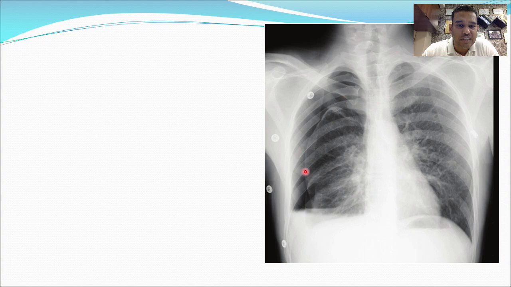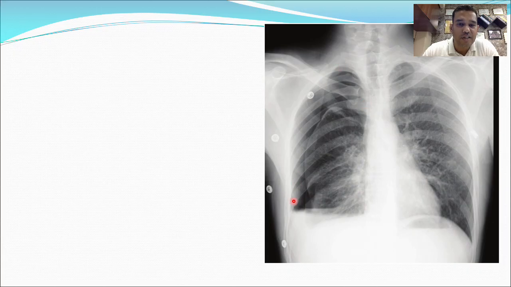You could appreciate this, and this is more homogeneous. This part appears more of a homogeneous radiolucent area as compared to this. So this is basically the collapsed lung. This is the lung, partially expanded lung, and this is the pneumothorax.